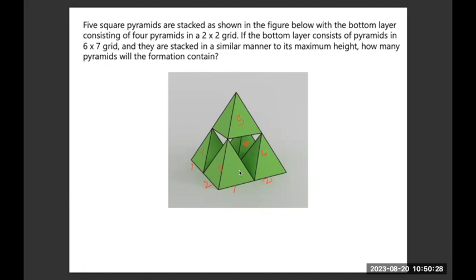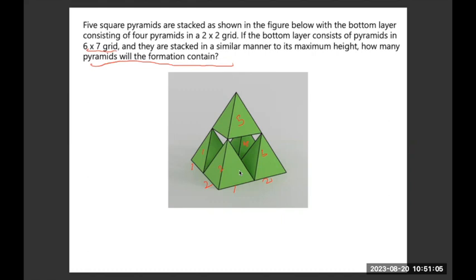You're given a condition: if the lowest layer consists of a 6 by 7 grid instead of a 2 by 2 grid, and they are stacked in a similar manner where the top has only one position, like how it is given. In a 6 by 7, you have to keep on progressing towards having only one pyramid at the top. How many pyramids will the formation contain is what you have to find.